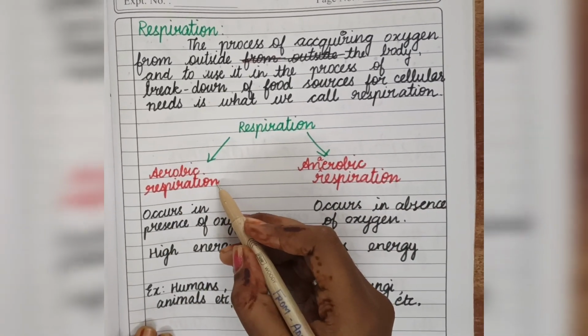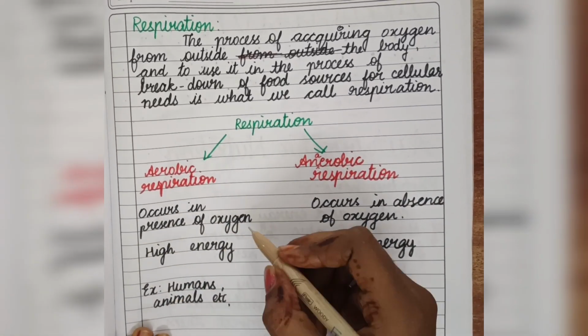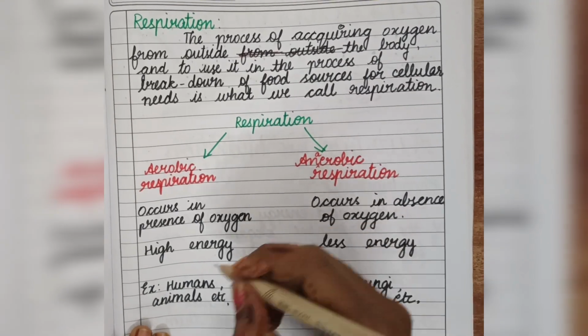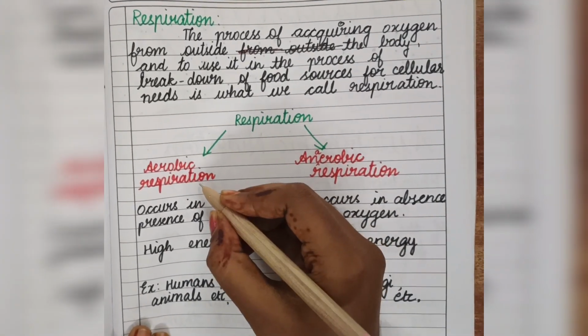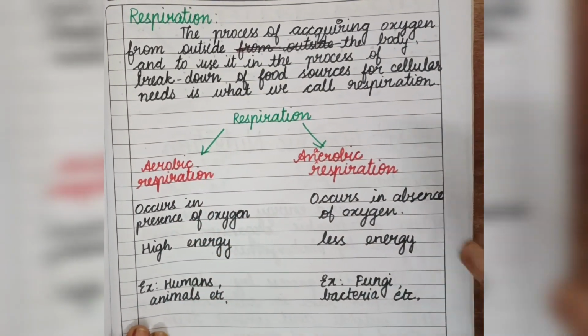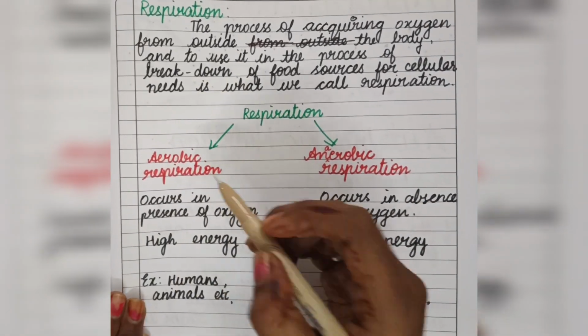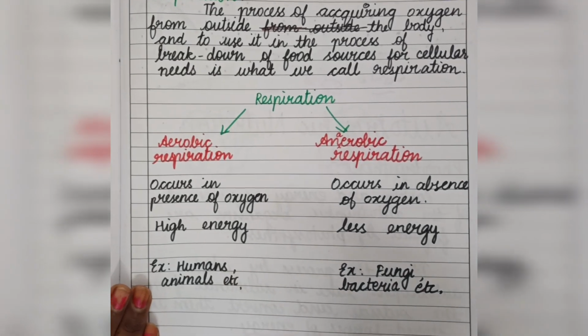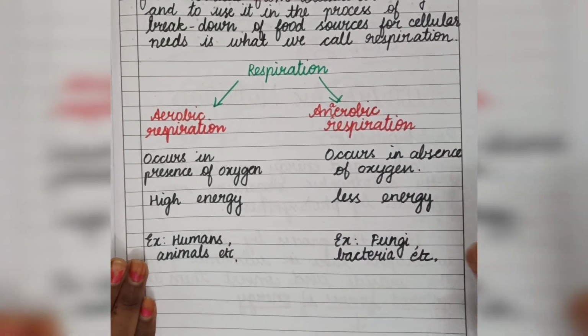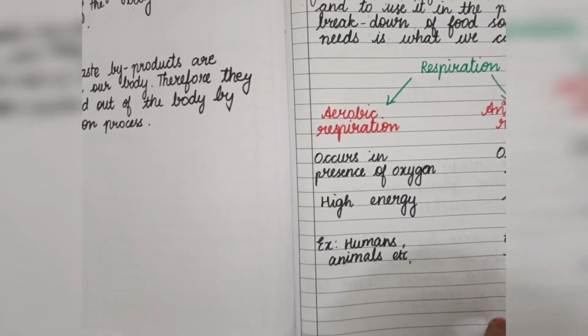Aerobic respiration is the process which occurs in the presence of oxygen. So oxygen is needed for aerobic respiration, whereas oxygen is not necessary for anaerobic respiration. Aerobic respiration takes place in humans and animals. Anaerobic respiration takes place in fungi and bacteria.